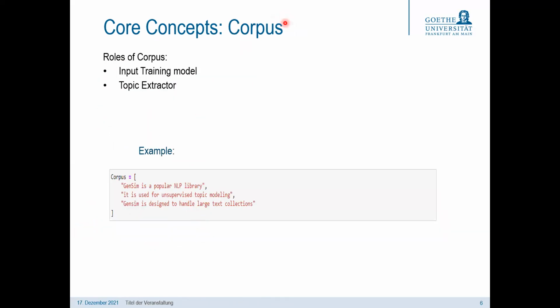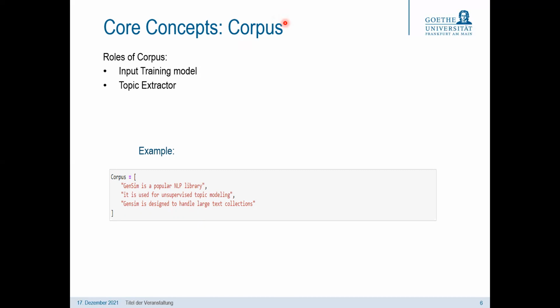And what's the corpus? Let's speak a bit about it. Corpus may be defined as a large and structured set of machine-readable text produced in a natural communicative setting. In Gensim, a collection of document objects is called a corpus. The plural of corpus is corpora.